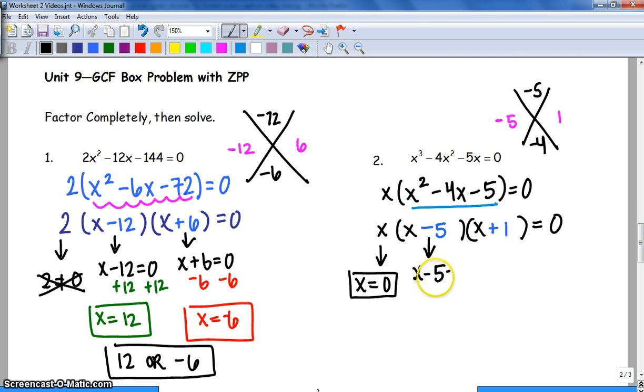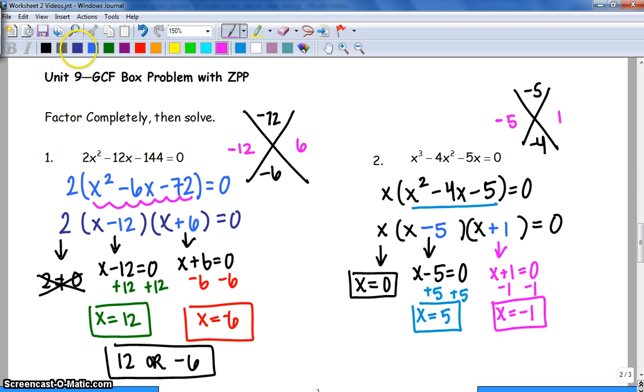Or x minus 5 could be equal to 0. We solve it by adding over the 5. Or this x plus 1 could be equal to 0. Minus your 1, and you could get a negative 1. So this one actually has three possible solutions: 0, or 5, or negative 1.